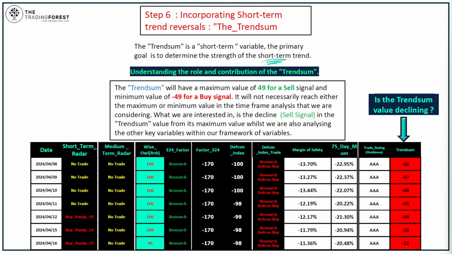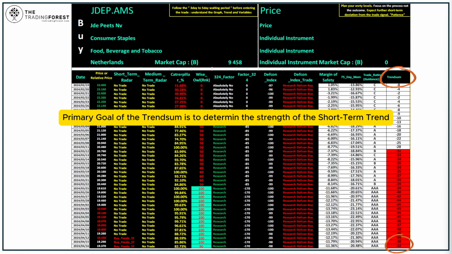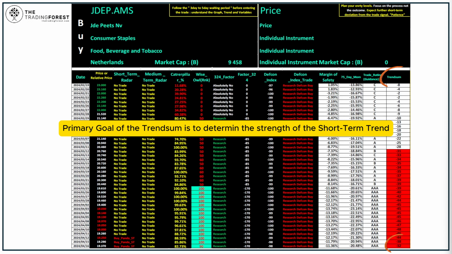Incorporating short-term trend reversals. The trend sum is a short-term variable. The primary goal is to determine the strength of the short-term trend. From an analytical perspective, it is important not to underestimate the contribution of the trend sum.